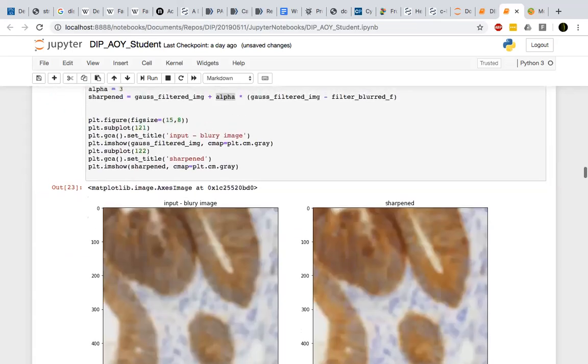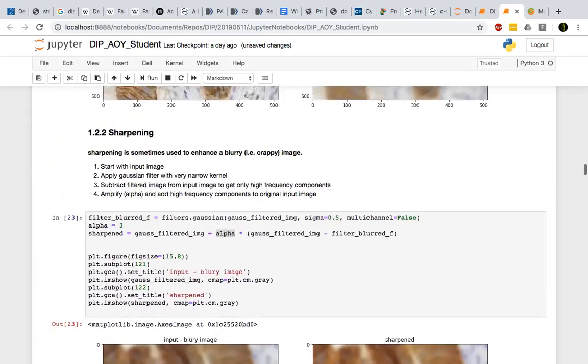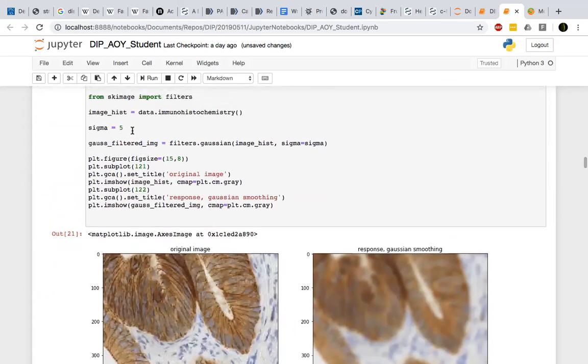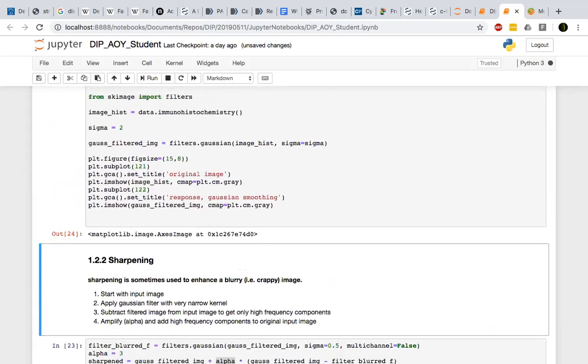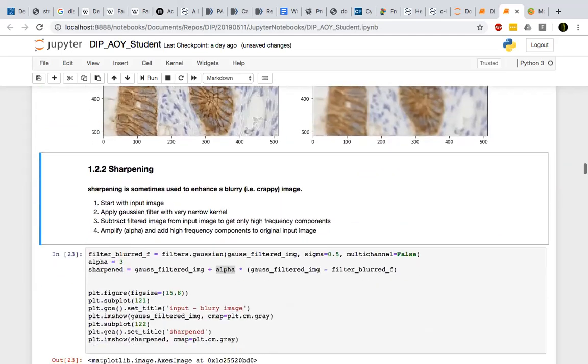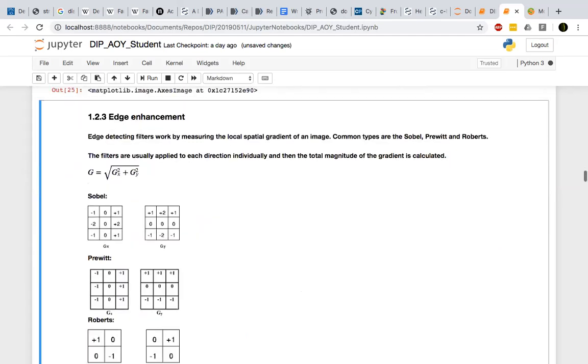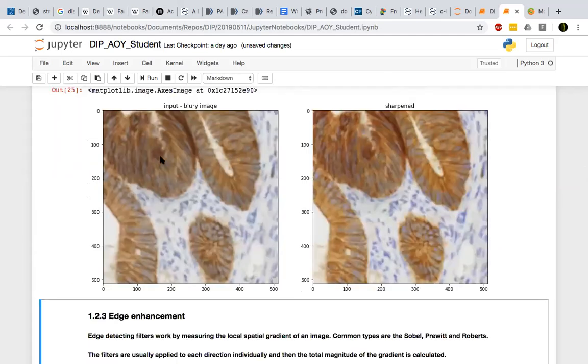Now, again, the garbage in, garbage out is always true. So this is not magic. We can't create information where it doesn't exist, but we can make it look slightly better. So if this is the input image, this might look slightly better than what we started with, okay?